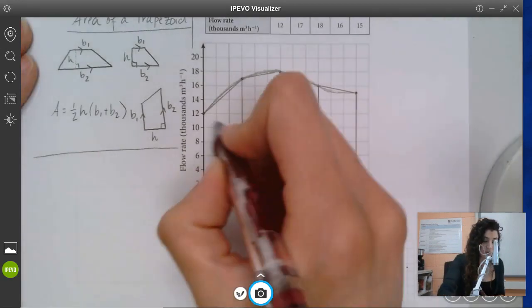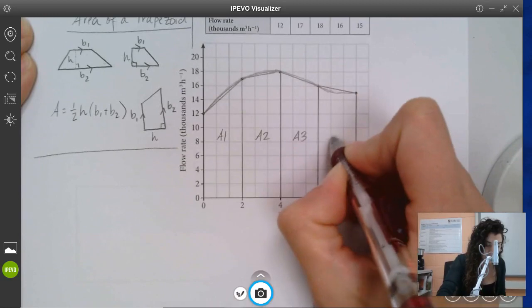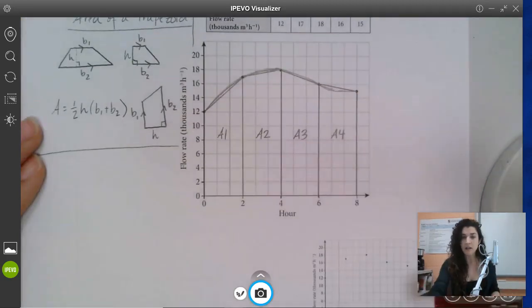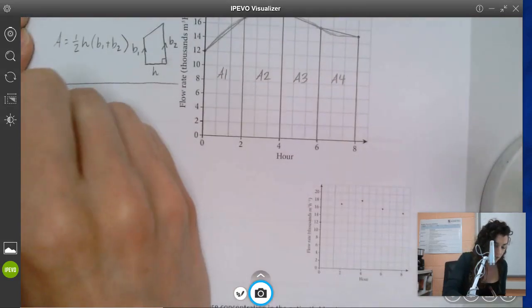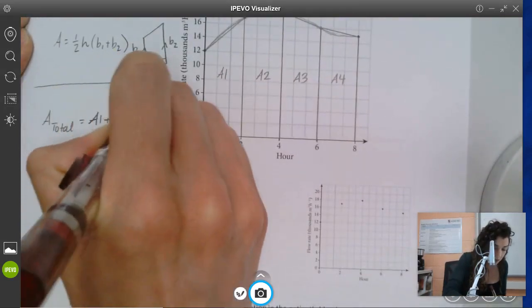So if we wanted to find the total area, we take all of these areas and we add them together. So we have 4 separate parts of this area. And so our total area will be equal to just adding all of those areas up.